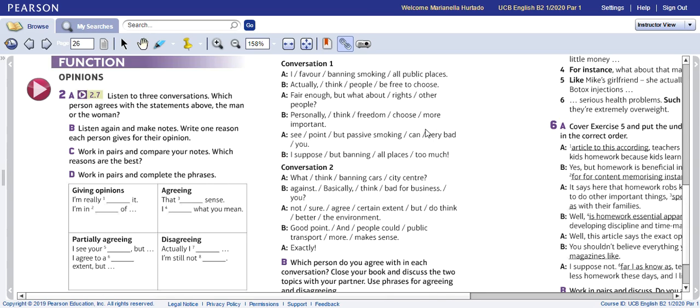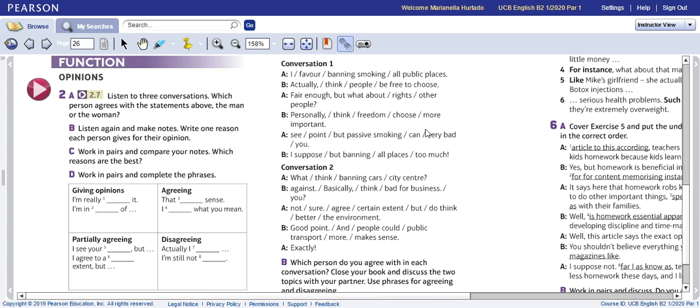Now let me go ahead and do letter B. Letter B says, listen again and make notes. Write 1 reason for each person for their opinion. So tell us why. Why do they think they are for or against? Like, what's the reason? Letter C, work in pairs and compare your notes. Which reasons are the best? So once you have shared with the class, we're going to see how many of you actually believe in the same things. How many of you are actually on the right side?